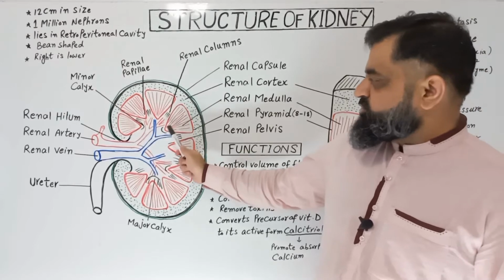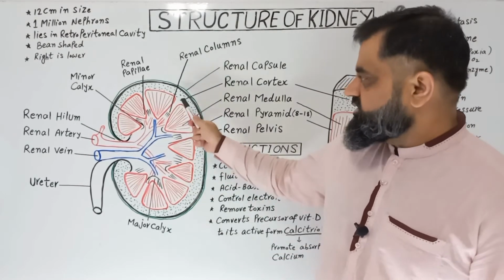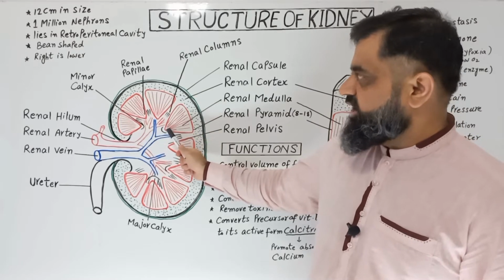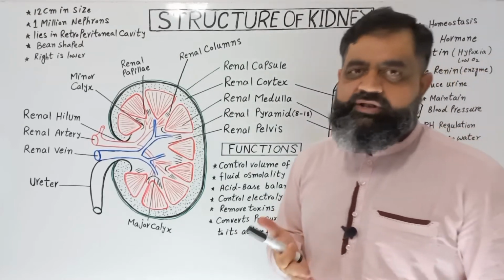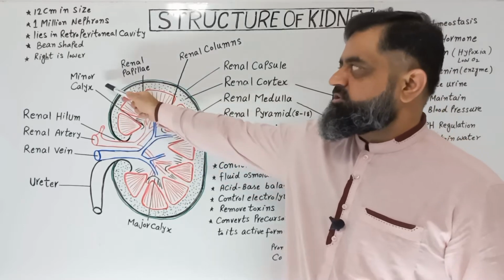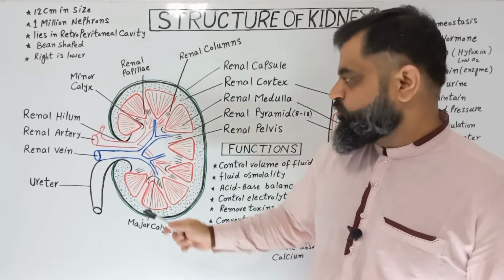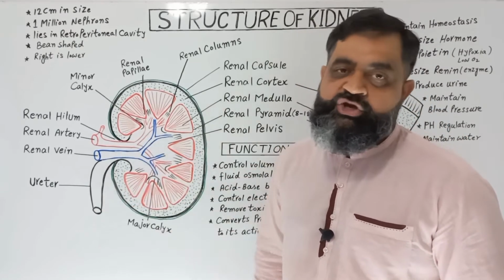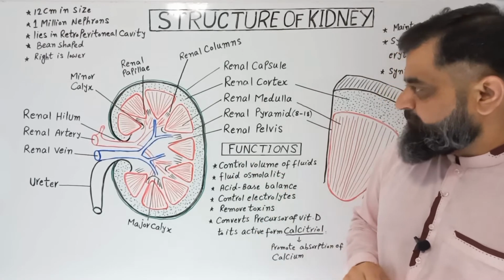Next, each renal pyramid contains two portions. One is the outer wider portion, while the inner portion is narrower and is known as the renal papillae, or singular renal papilla. The renal papilla opens into a cavity-like structure known as the minor calyx, and many minor calyces open into a major calyx, which then empties into a duct known as the ureter. So this is all the major parts of the kidney.